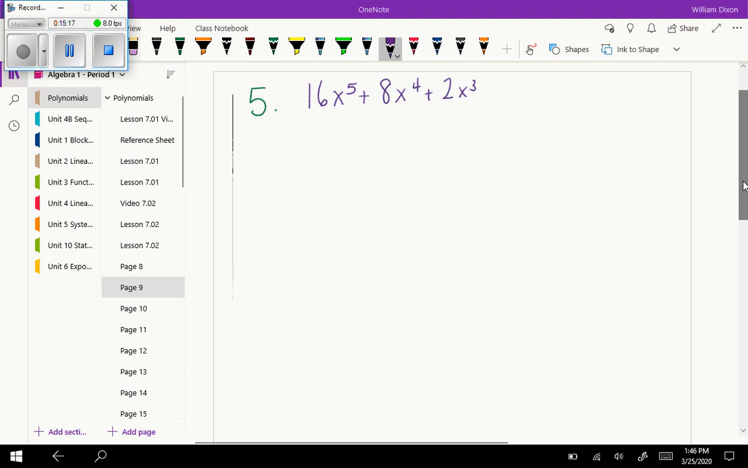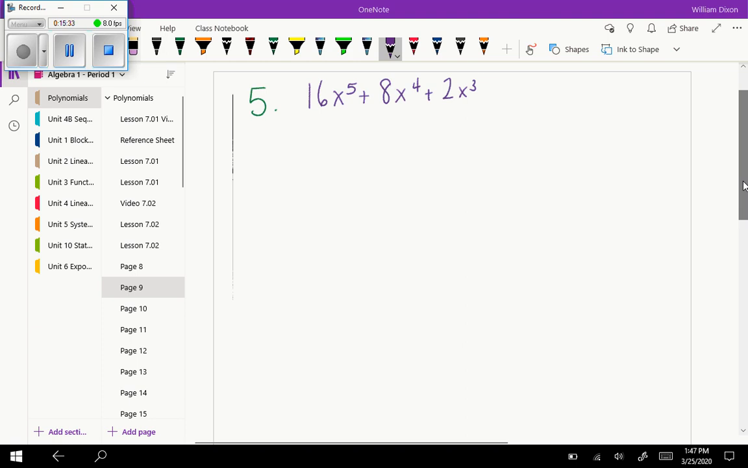All right, anyway, my next example is 16x to the 5th plus 8x to the 4th plus 2x to the 3rd. So what I want you to do is try that one on your own. So pause the video and go for it.